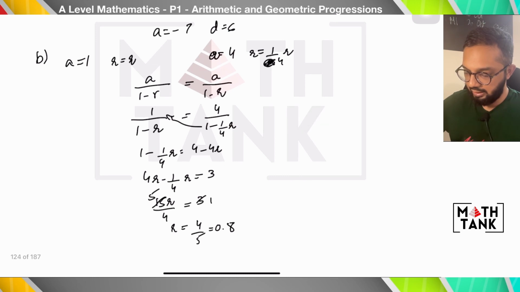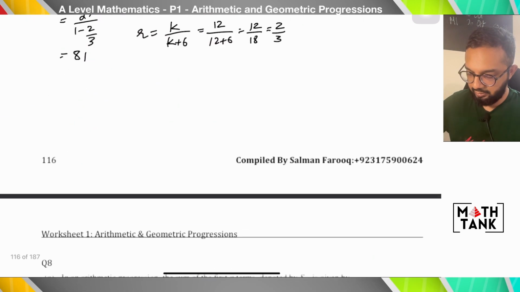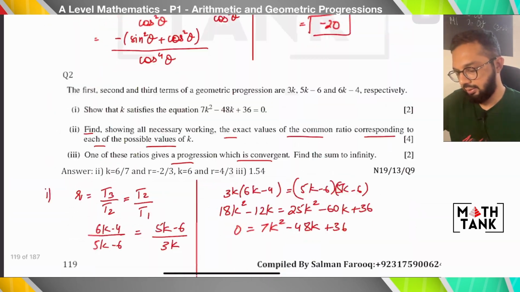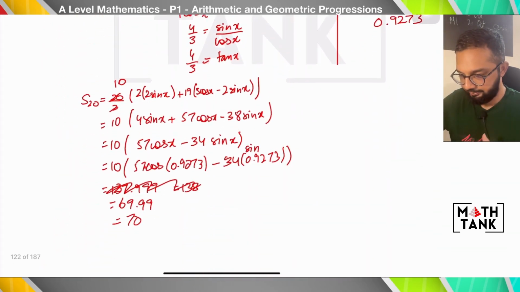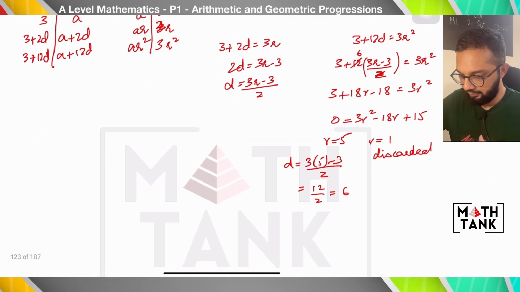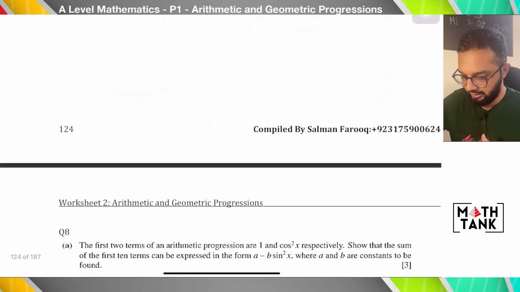Okay, and I can calculate the sum to infinity from whichever progression I want. It's going to be 1 over 1 minus r. So 1 over 0.2 gives me 5. Oh, okay, that has gone a lot more than I wanted it to. Yeah, that is the correct answer.